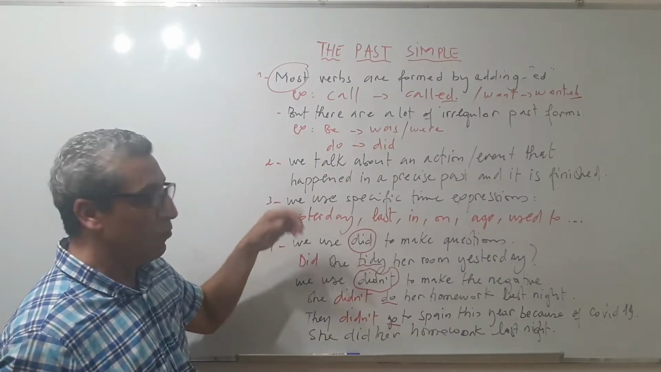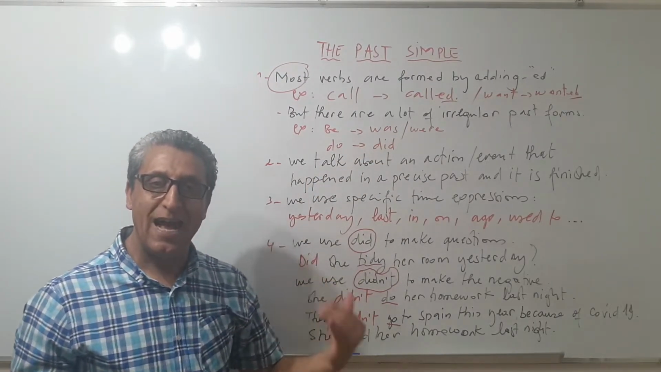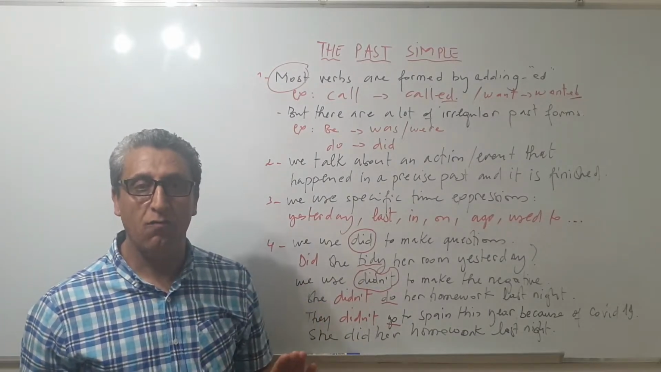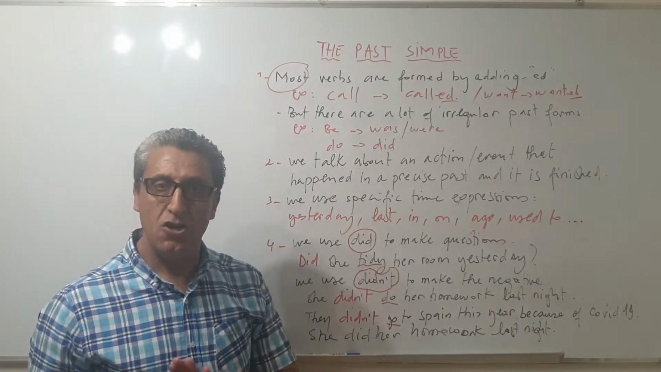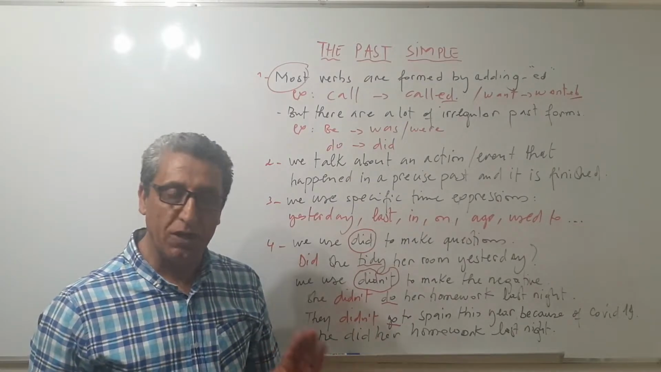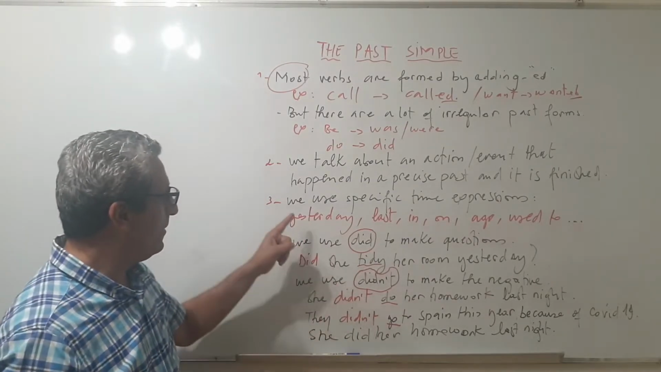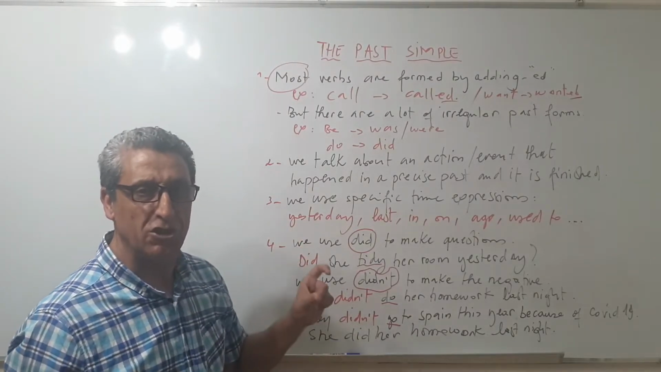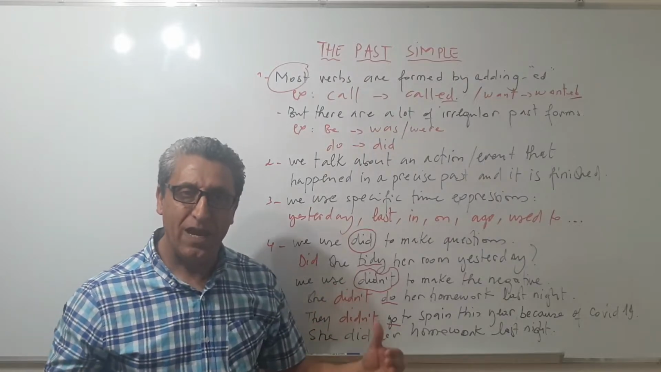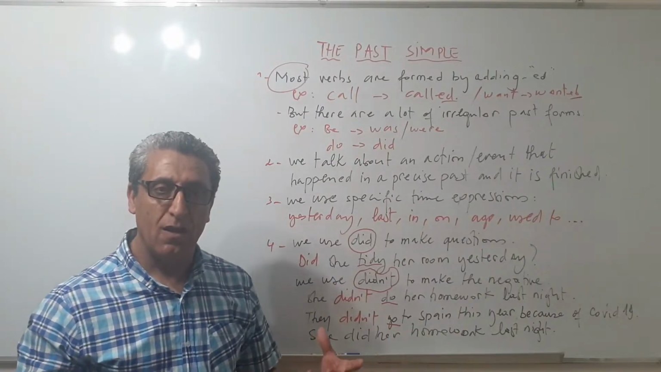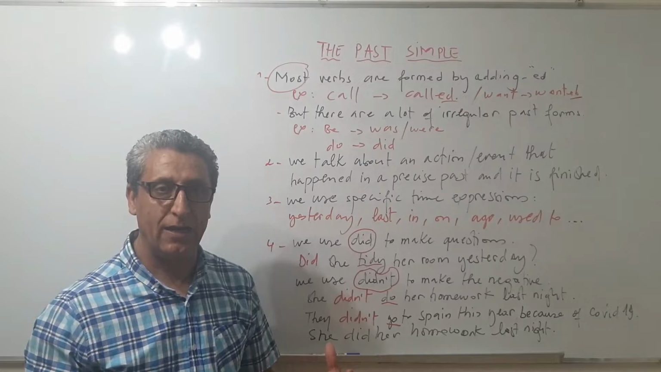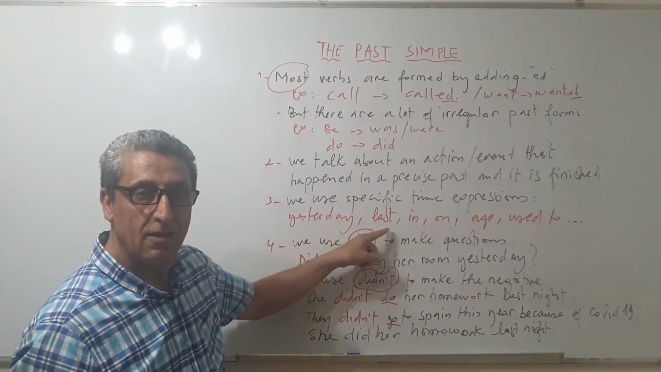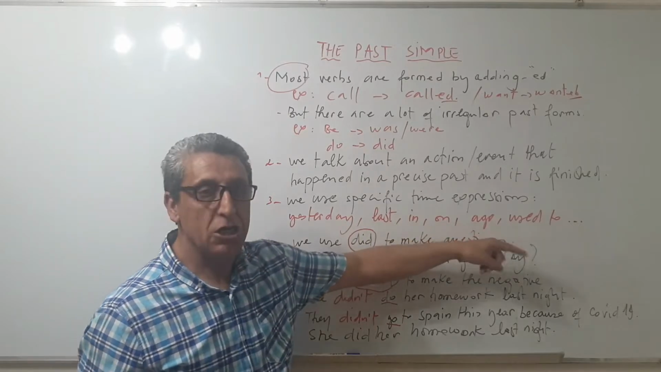Number 2, we said that the past simple is an action or event that happened in the past, in a precise past, and it is over, it is finished. It has no connection with the present. Number 3, of course, with the past simple, we use specific time expressions. These time expressions create this context of the past. So these time expressions are yesterday, last, in, on, ago, used to.